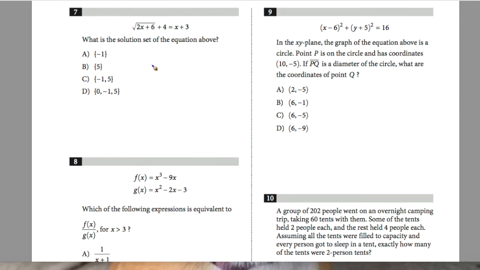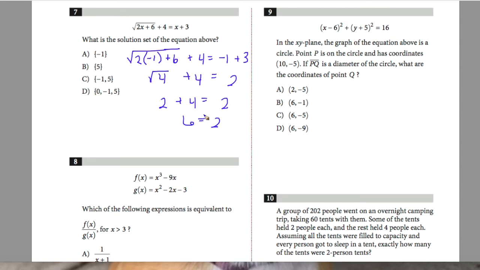Okay, now let's test -1. So here I have the radical of 2 times -1 plus 6, plus 4 equals -1 plus 3. -1 plus 3 is 2. Well, 2 times -1 is -2, plus 6 is 4, so I would have the radical of 4, which gives me 2. And plus 4 is 6, and I'm supposed to be equaling this to 2, but 6 does not equal 2. So -1 will not work. Because -1 will not work, I can immediately eliminate C, and A and B is my best possible answer for question 7.